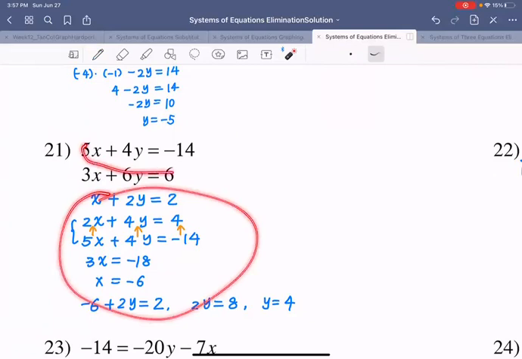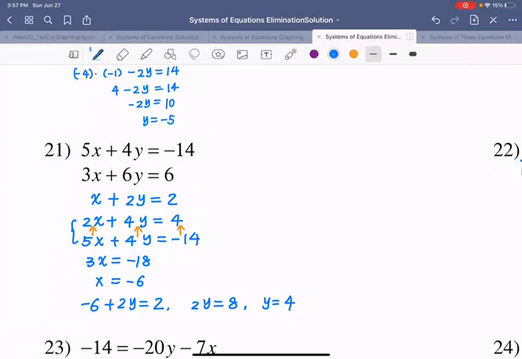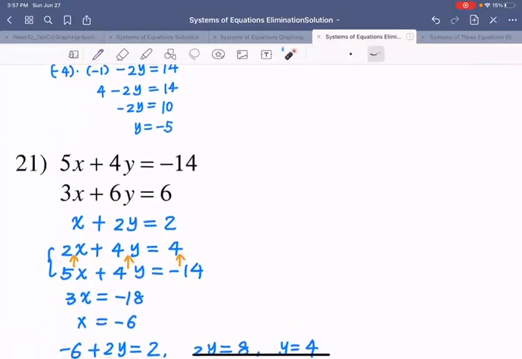You can use the other way, but the numbers will be bigger. Let's try the other way, okay? Let's compare between these two different ways. Let's see, times this by 3, times this by 5. Let's do it. So 15x plus 12y equals negative 42. Good. And then 15x plus 30y equals 30.